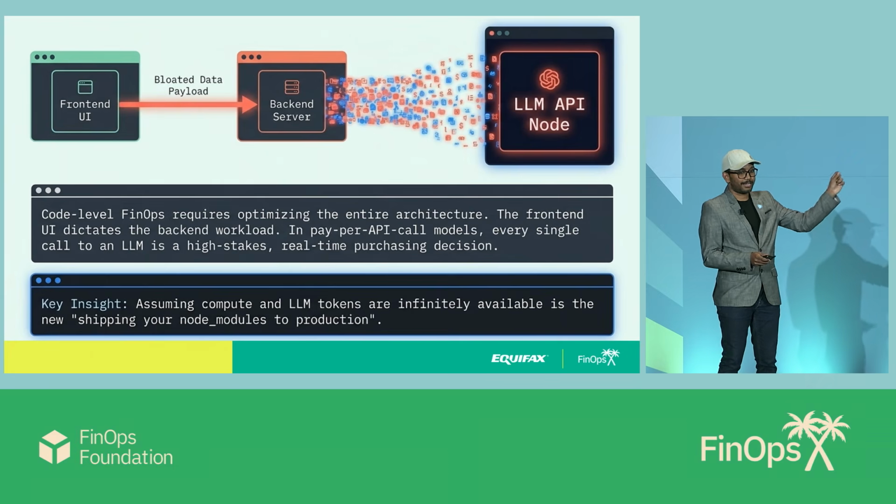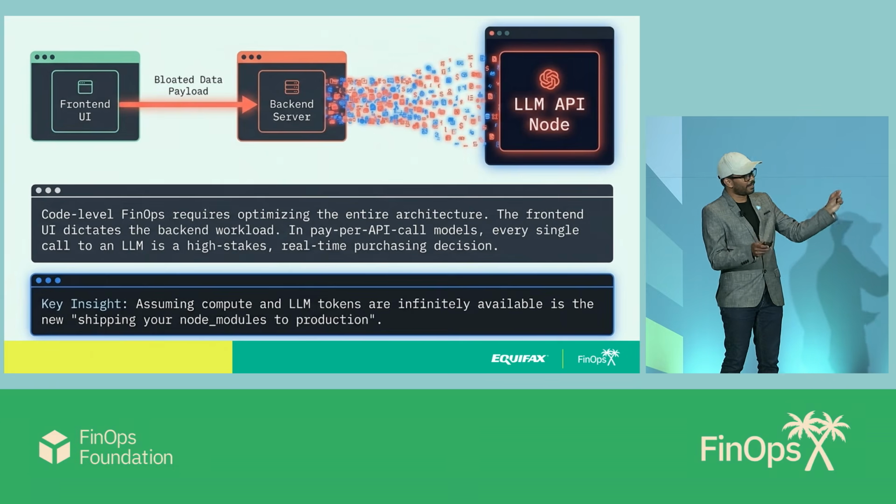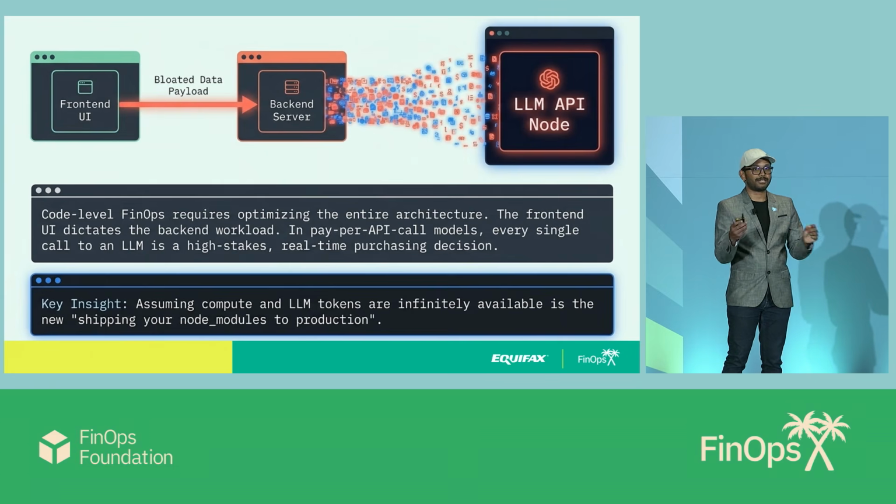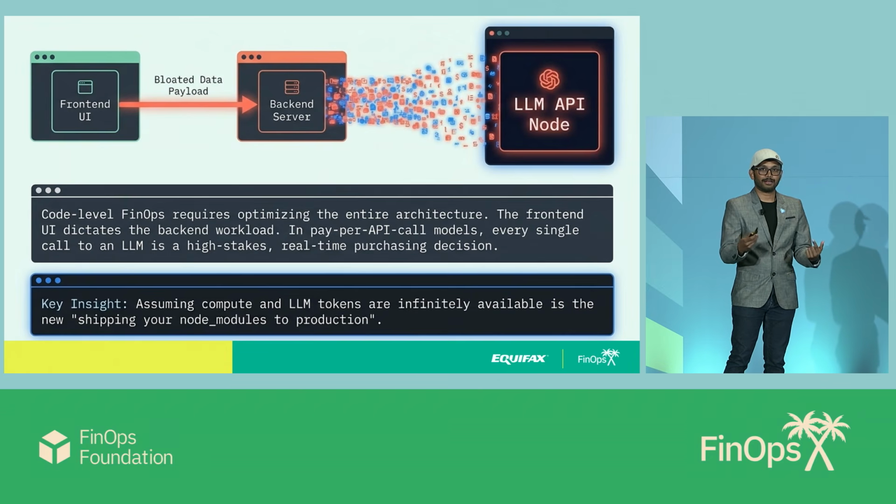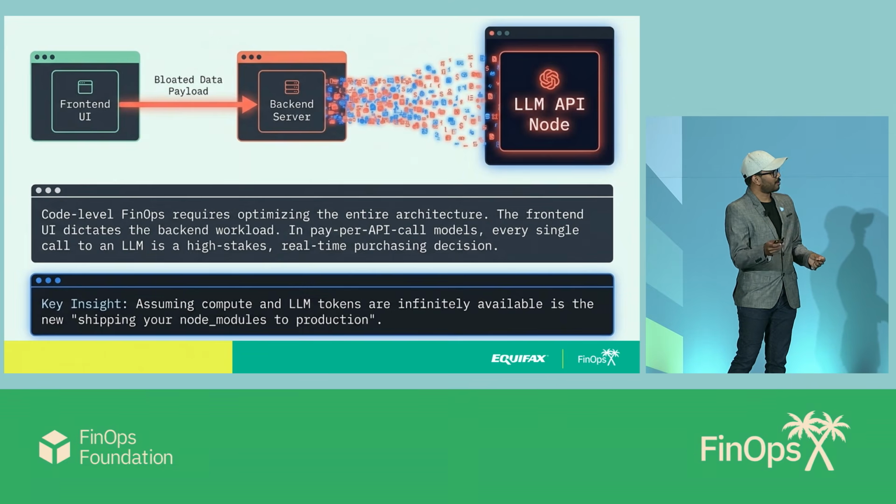And with that, here I would like to showcase the front-end, back-end, and LLM API node. That's a common RAG infrastructure that we can try to have in a simple semantic search or semantic RAG kind of thing. This is where you would pay for the front-end UI, which dictates the back-end and the workload, and pay per API model call. Every single call to an LLM is high stakes.